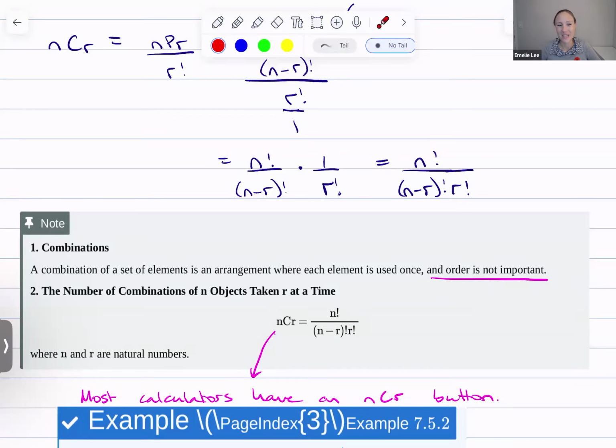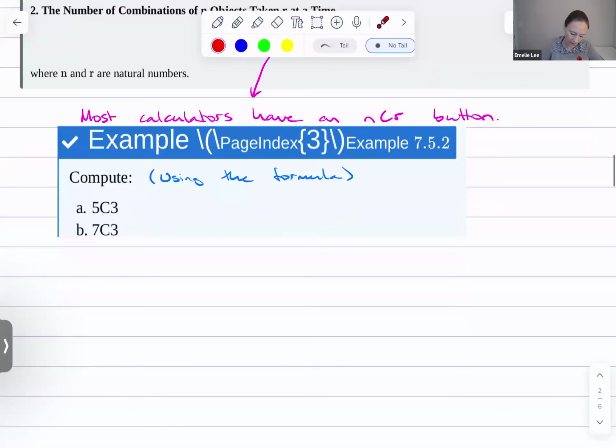Okay. But like I said, most calculators have an nCr button, but just like we saw before, I want you to be comfortable canceling factorials, right? And so let's do a couple of examples here. I want you to compute using the formula, okay? 5C3 and 7C3. How I read the C is I read it as choose, right? 5 choose 3 and 7 choose 3.